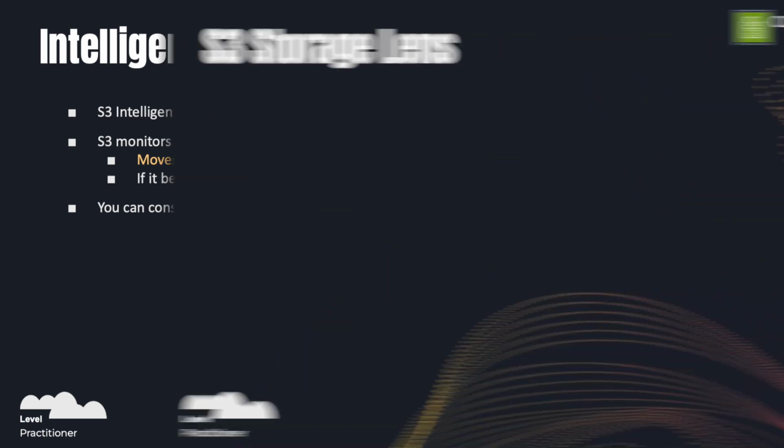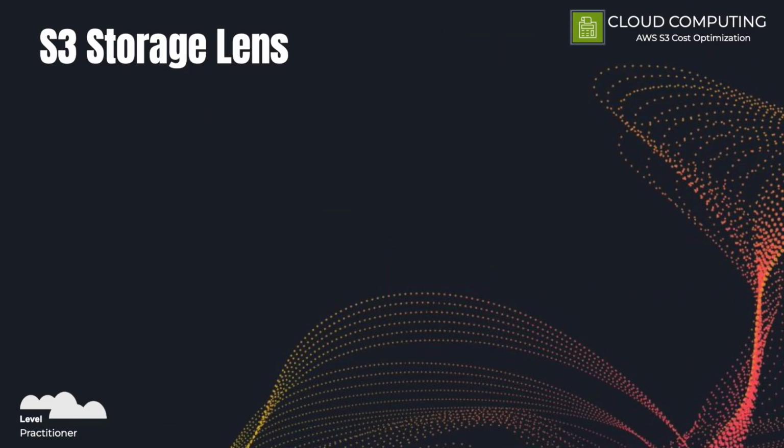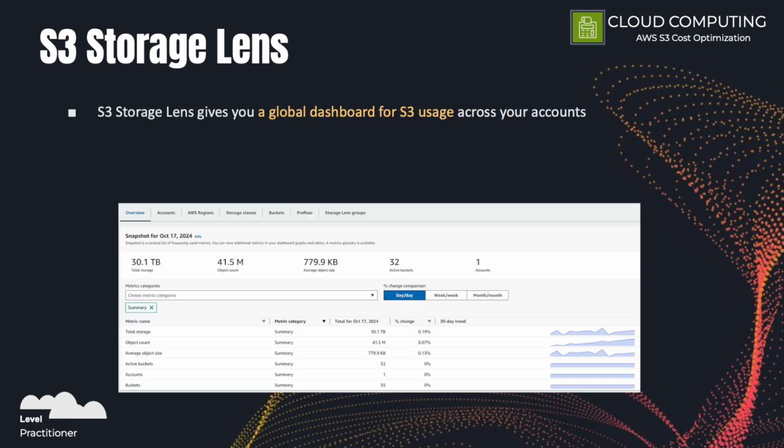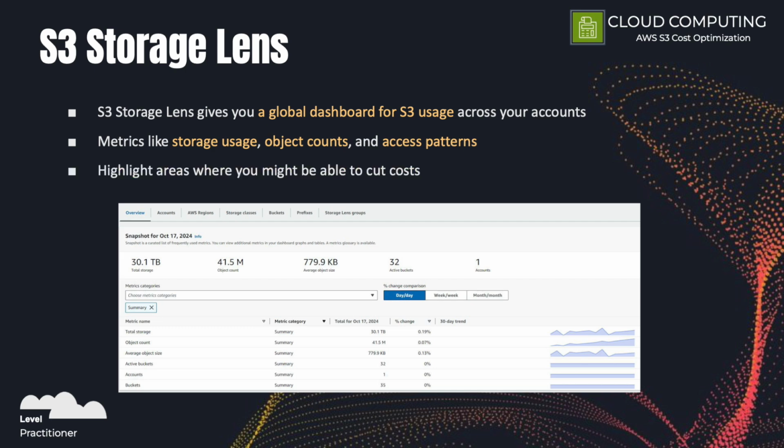Now, here comes another service that helps you monitor your buckets and their data and statistics, and it's very helpful especially when you have lots of S3 buckets to manage, and that's S3 Storage Lens. S3 Storage Lens gives you a global dashboard for S3 usage across your accounts. It shows metrics like storage usage, object counts, and access patterns, and it can also highlight areas where you might be able to cut costs.